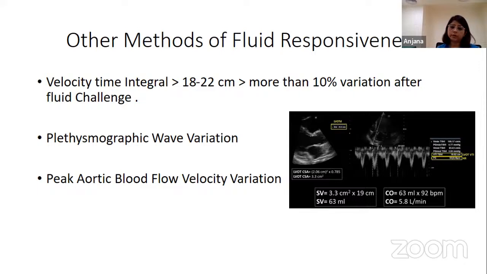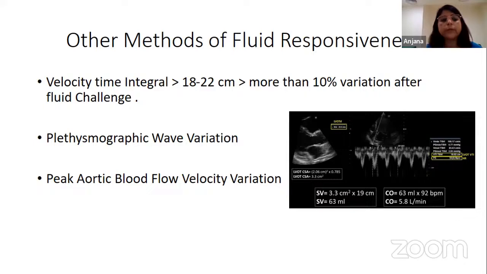When you measure it, I won't go into the details of how to measure it, but it is done with echocardiography at the level of the left ventricular outflow. So when you see a flow with respect to time, after that, you give a fluid bolus and then see how much it varies. If there is more than 10% variation, 10 to 15%, that means the patient will respond to your fluid. So the velocity time integral, I found it very useful personally.